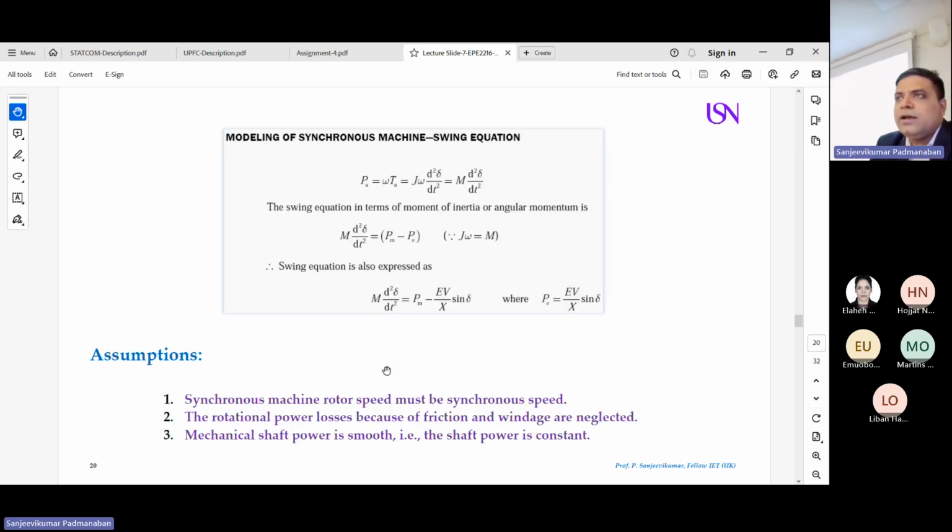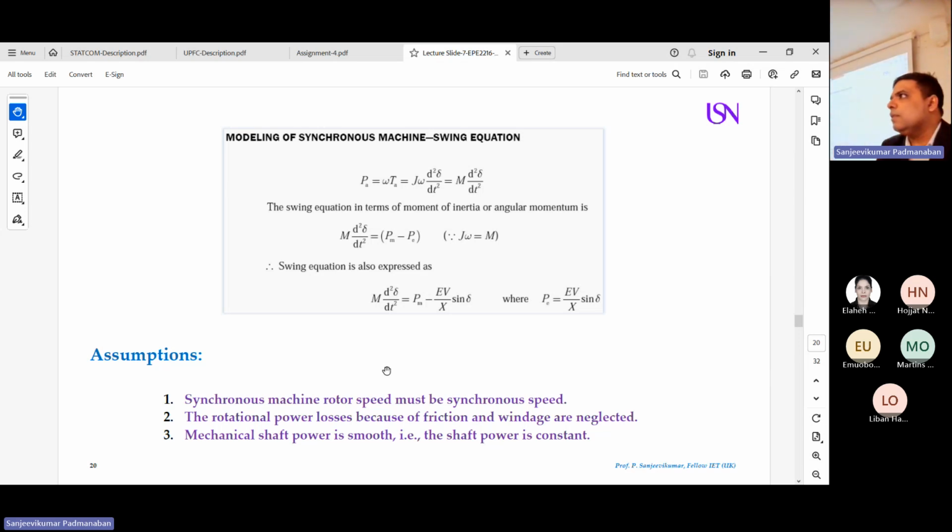Now, the final part of today's presentation is very important: modeling of synchronous machines using the swing equation. Swing is very important because you already know the output power of your synchronous machine is V divided by X into sine delta. I'm not talking from the point of view of power systems.